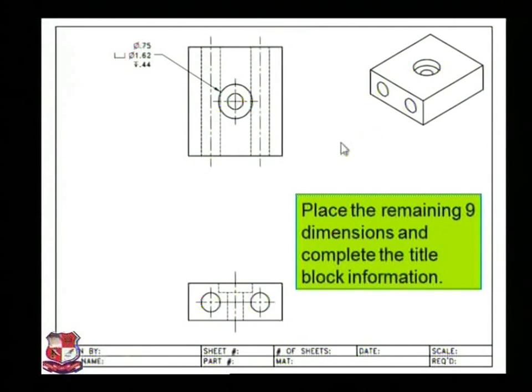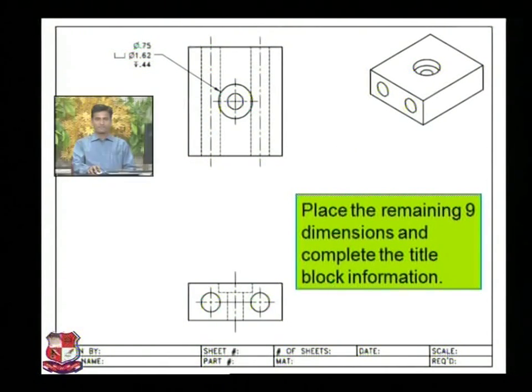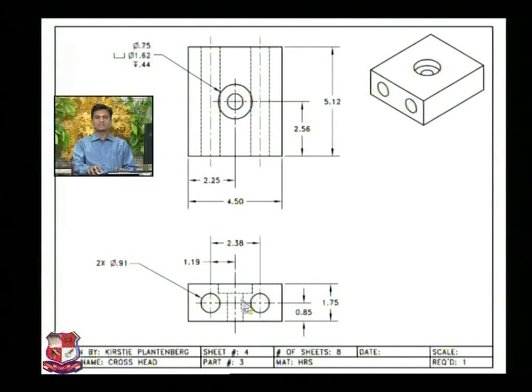Now one more example: place the remaining 9 dimensions and complete the title block information. Here 2 views are given to us. This is the isometric view, and the remaining 9 dimensions could be placed like this. These all are the dimensions which we have inserted in this assembly, and from this we can reproduce the same drawing.